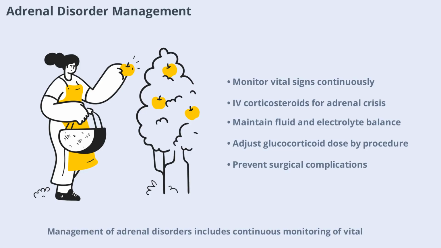Management of adrenal disorders includes continuous monitoring of vital signs and intravenous corticosteroid supplementation to prevent adrenal crisis. Fluid and electrolyte balance is maintained, and blood sugar levels are monitored. Glucocorticoid supplementation is adjusted based on surgical stress, with minimal, minor, and severe procedures requiring different doses. These steps help prevent complications and ensure safe surgical outcomes.